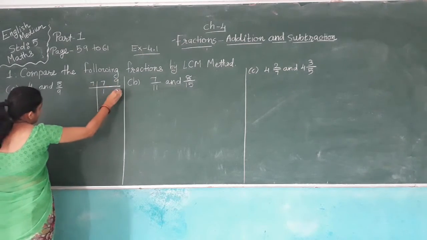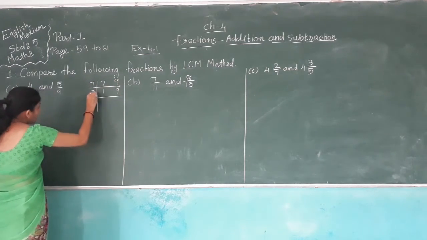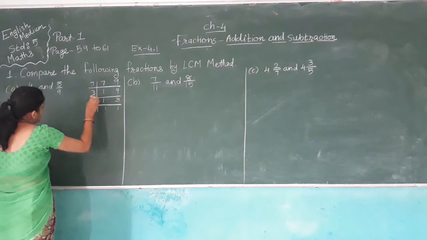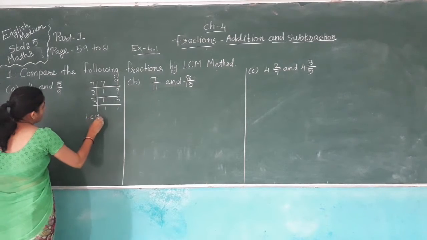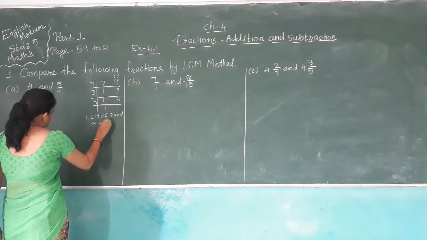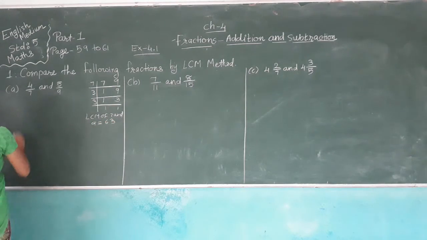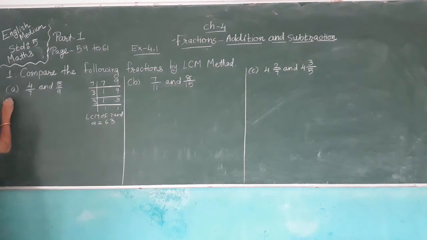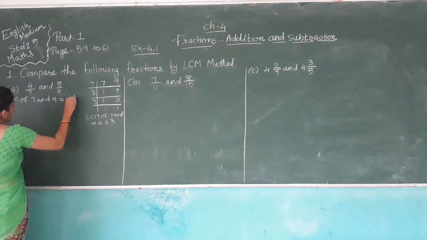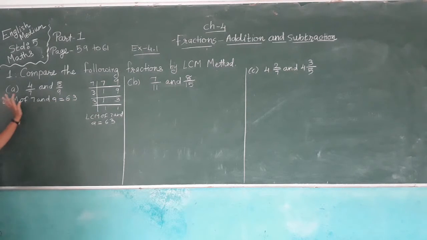7 ones are 7, and 9 down. 3 threes are 9 and 3 ones are 3. That means the LCM of 7 and 9 is equal to 63. First we make the denominators the same, equal.